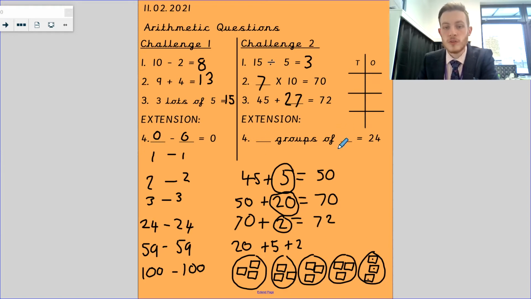Extension, how many groups of something is 24? Now this has got a few different answers. You could have, let's go with, can we do fives? Well, I know that in my 5 times table, it must end in a 5 or a 0. Does 24 end in a 5 or a 0? Nope, which means it cannot be groups of 5, okay? Because whatever this is, it's the same way as doing that. And this must be commutative, so neither of these numbers can be 5.